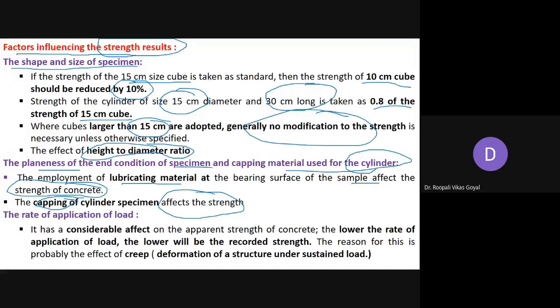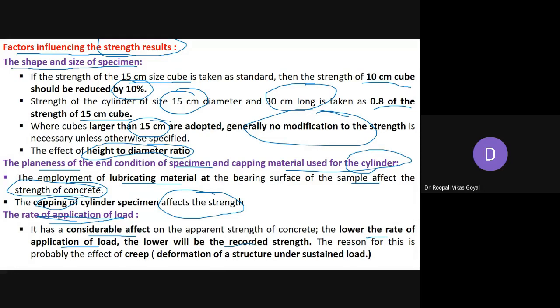Rate of application of load. So this is the most important part. In each particular strength test, we have particular specific loading conditions and a rate at which you have to apply load. Okay, because it has a considerable effect on the apparent strength of the concrete. Lower the rate of application of load, अगर आप बहुत धीरे धीरे अप्लाई कर रहे हो, the lower will be the recorded strength. Recorded strength भी lower आएगा.